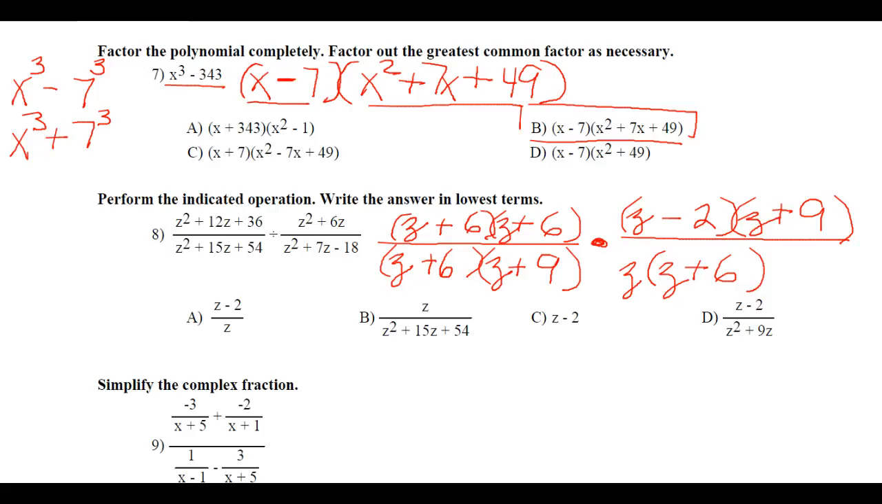Now what we do is look over and see where the 1s are. Well, z plus 6 over z plus 6 is a 1. Z plus 6 over this z plus 6 is a 1. Z plus 9 over z plus 9 is a 1. So I'm left with z minus 2 over z, which I see right there. And this is the work to support your answer.